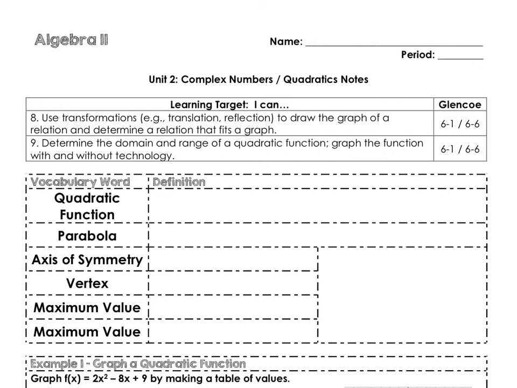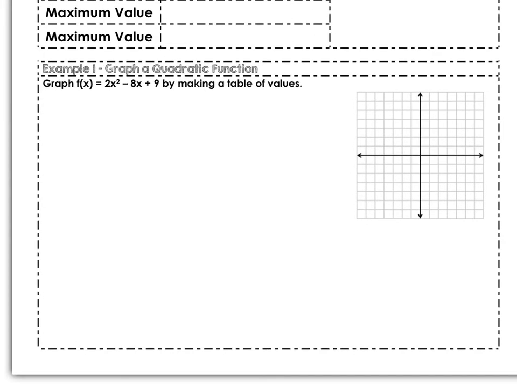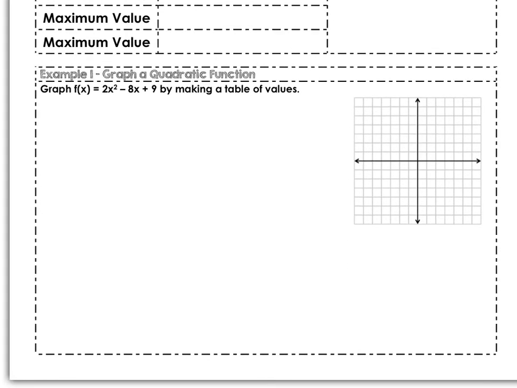These are your notes for graphing parabolas or quadratics. It's going to follow the notes in Glencoe 6.1 and 6.6. Looking at our first example, we're given a function f of x is equal to 2x squared minus 8x plus 9. And another way of saying this is just y equals 2x squared minus 8x plus 9.